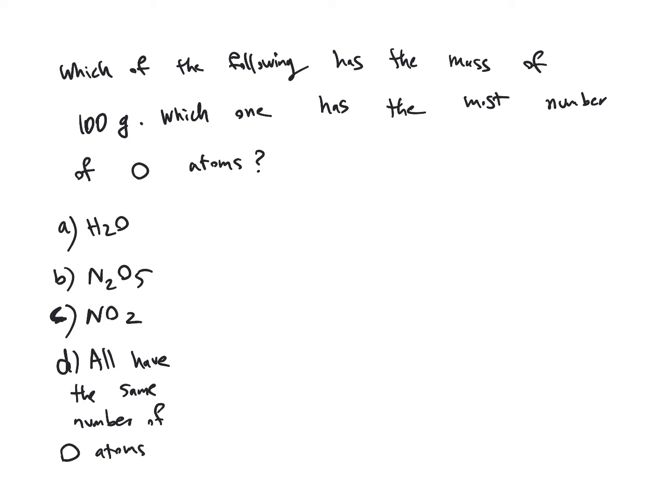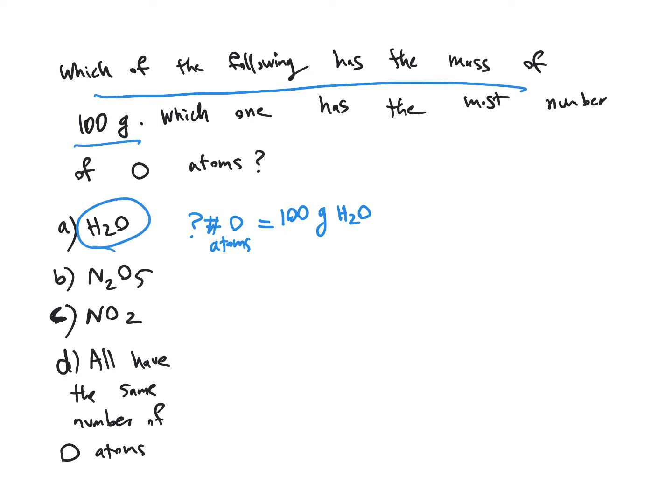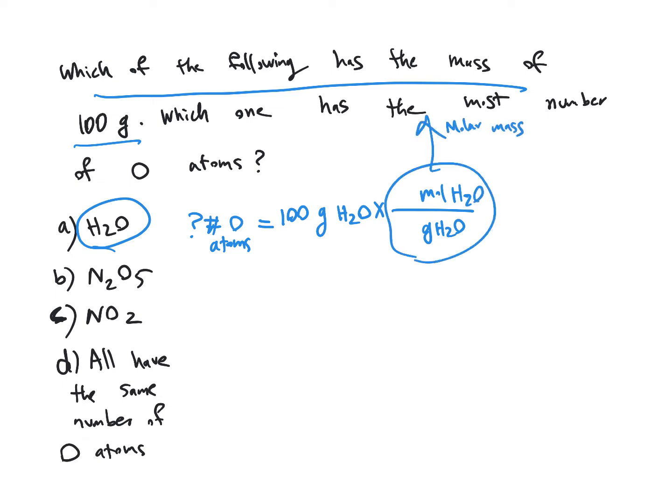So what you want to write is a question mark: how many oxygen atoms are in 100 grams of H2O? Because I said which of the following has the mass of 100 grams, it means your compound's mass is 100 grams, right? Now, we cannot convert grams directly to number of atoms. What you do is convert grams to moles, and you do this with molar mass, remember? And that would be 1 mole.